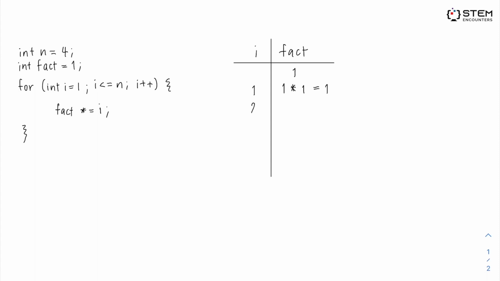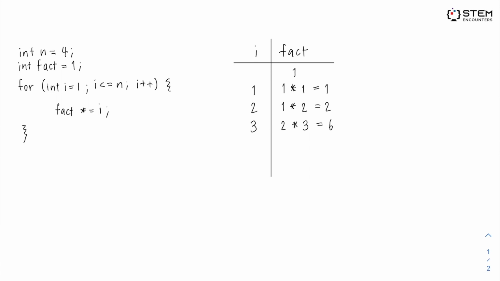So I becomes 2, and it goes back into the loop and does fact equals itself, which is 1, times I, which is 2. So now it's 2. Now I plus equals 1 again, which makes I 3, and I is still indeed less than 4. So we go back into the loop with I equals 3, and fact becomes itself times I, which is 6.